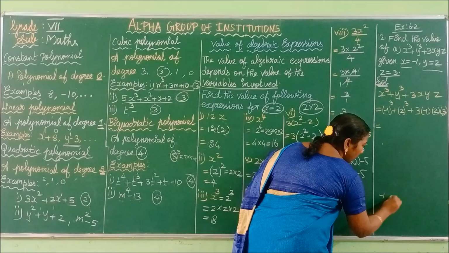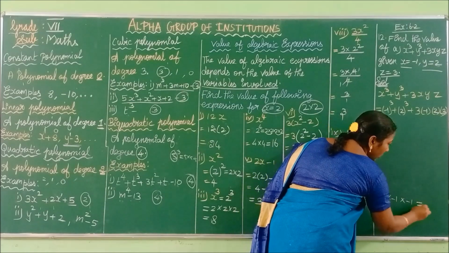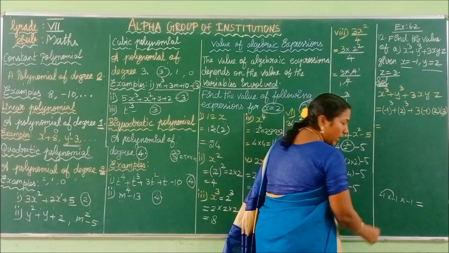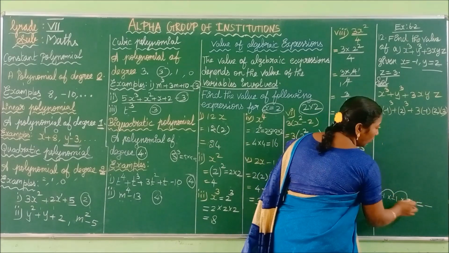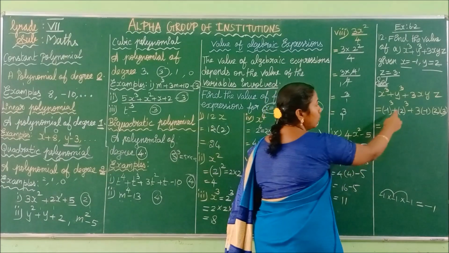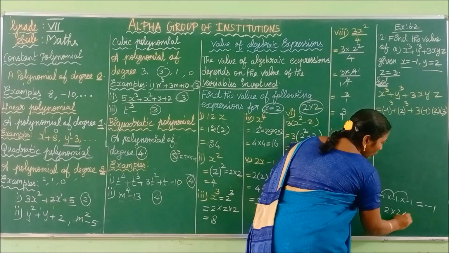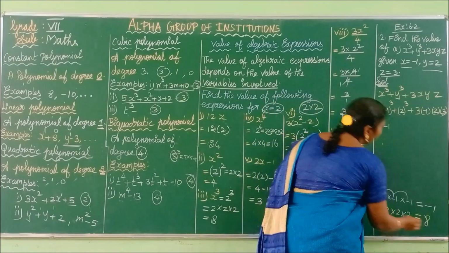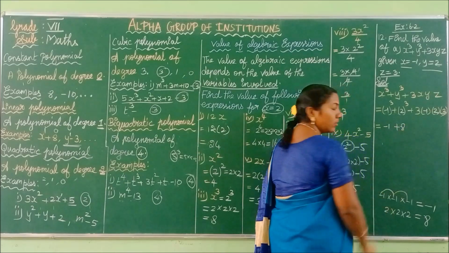Minus 1 whole cube. It means you have to multiply minus 1 three times. Minus into minus, plus. Plus into minus, minus. 1 into 1 into 1, 1. So your answer is minus 1. Do you understand? Next, 2 cube. 2 cube means you have to multiply the 2 three times. So what is your answer? 8. So plus 8. Do you understand, children?